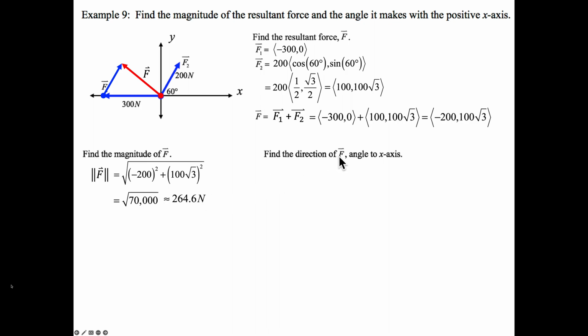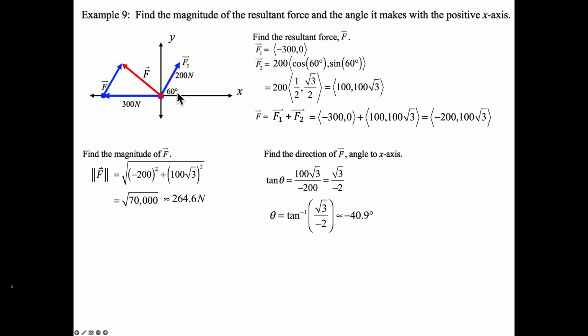Find the direction of F. That's the angle to the x-axis. All right, so again, taking your tangent theta, the y component, 100 square root of 3, over the negative 200. We reduce that to square root of 3 over negative 2. We do the inverse tangent. You get negative 40.9 degrees.